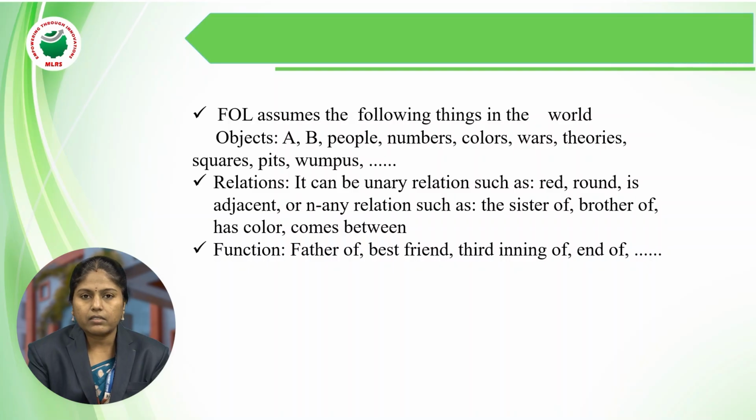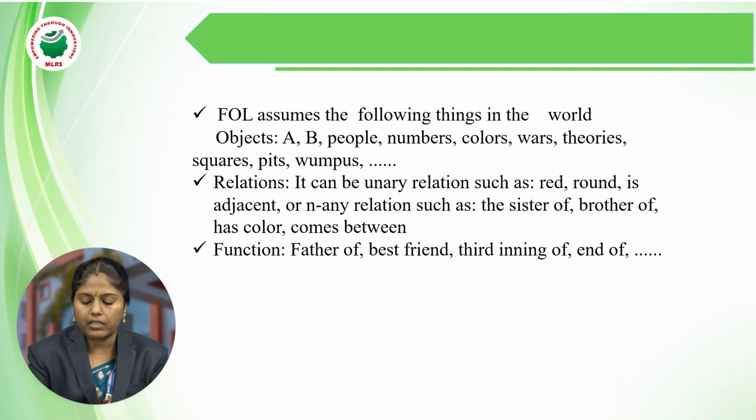Next, in FOL, first order logic consists mainly of three parts: objects, relations, and functions. In FOL, we can assume the following things. Objects are, in general, things like a bee, or people, or numbers, or colors. We can recognize these as objects.